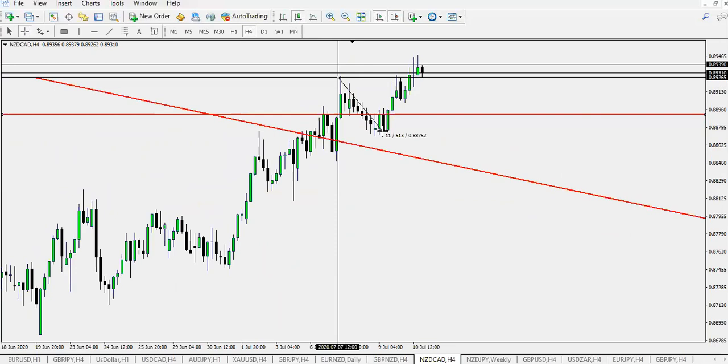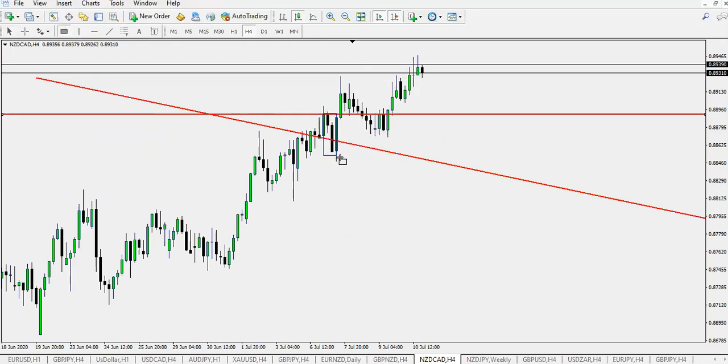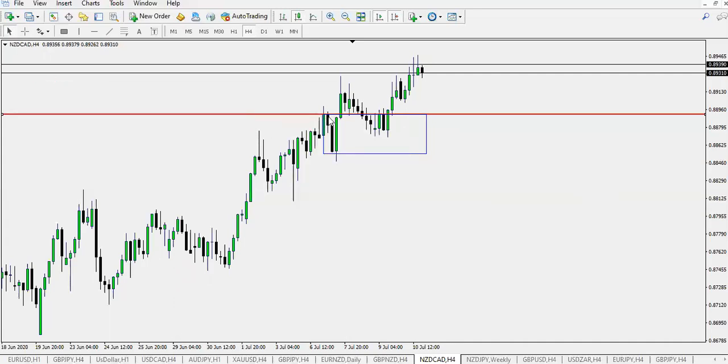On NZD CAD, that's only 50 pips, so that is not a large move to the downside. When that liquidity pool was raided, it basically traded into this order block over here. These two black candles in themselves are an order block, because they were traded through.